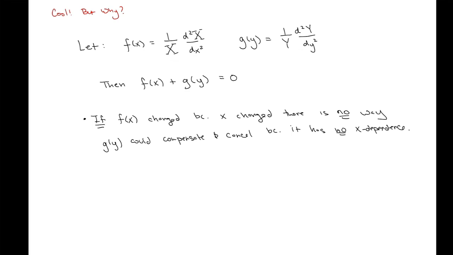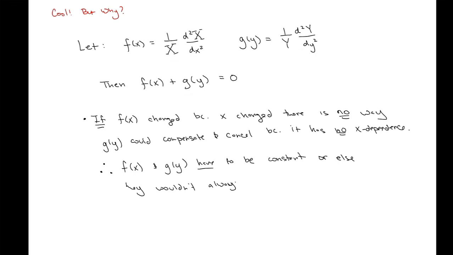So this tells us that in order for this sum to always be equal to 0, our f of x and our g of y have to be constant, or else they wouldn't always sum to 0. That's important. These two guys, I know they have to be constant because the sum of them is 0. All right, so that's getting us somewhere.